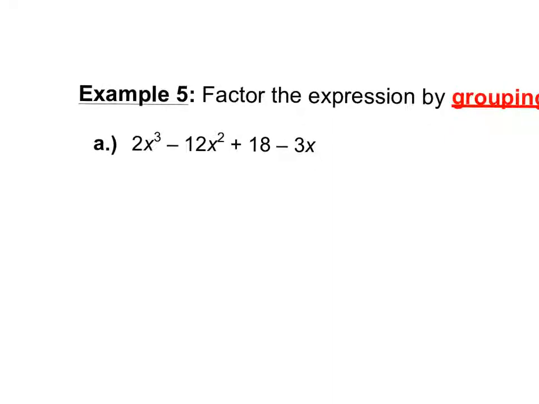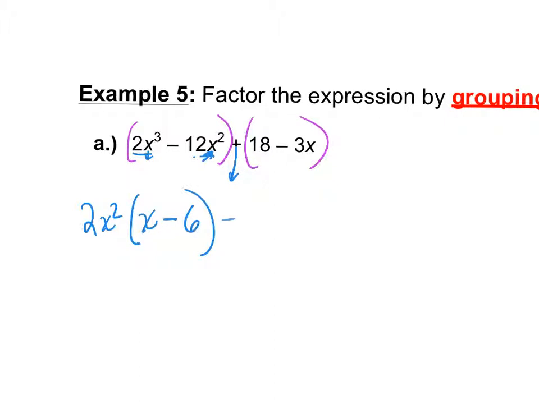Okay, 4 terms again. Group factor. Step 1, what can I take out of both of these? 2x squared. What's left? I had 3 and I took 2 out. I'm left with 1. Minus 12 divided by 2 is 6. I had 2 x's and I took them all out, so none. Rewrite that plus so that you don't think it's a multiplication problem. What can I take out of 18 and negative 3x? Remember, it should be in standard form. So that's the same thing as saying negative 3x plus 18.